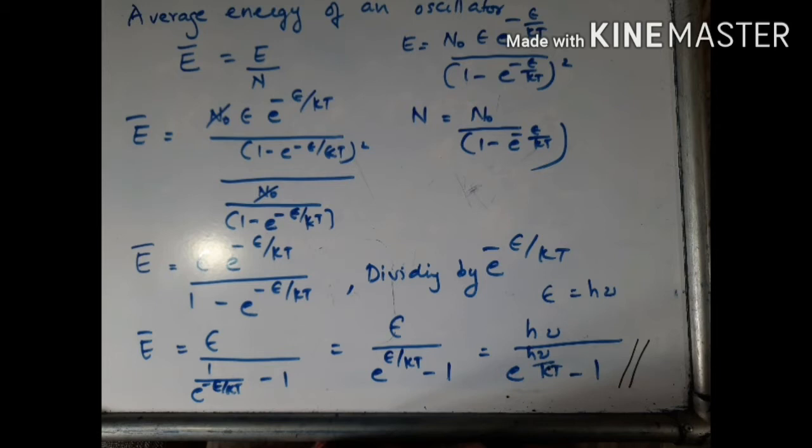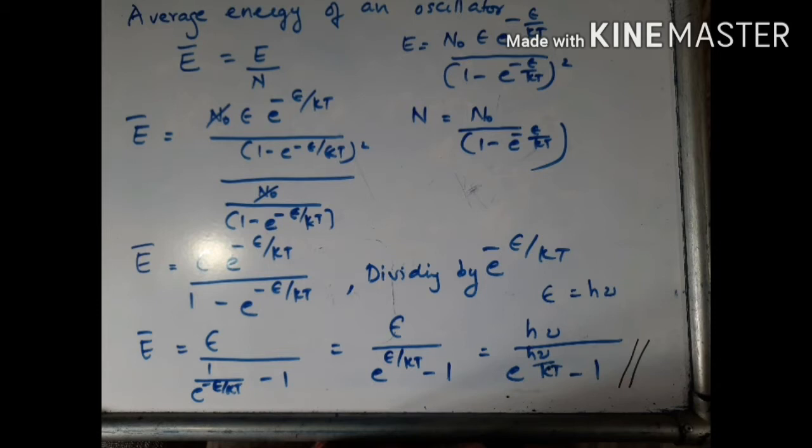That is E is equal to N0 epsilon e raised to minus epsilon by kT by (1 minus e raised to minus epsilon by kT) the whole square, and N is equal to N0 by (1 minus e raised to minus epsilon by kT). Substituting and simplifying the equation, the average energy E bar is given as epsilon e raised to minus epsilon by kT by (1 minus e raised to minus epsilon by kT).